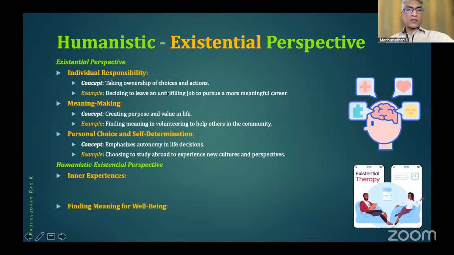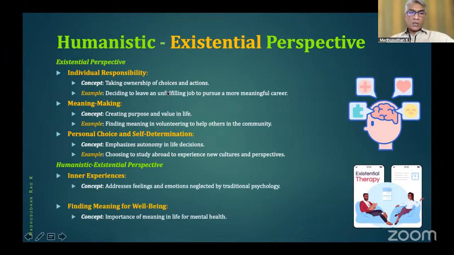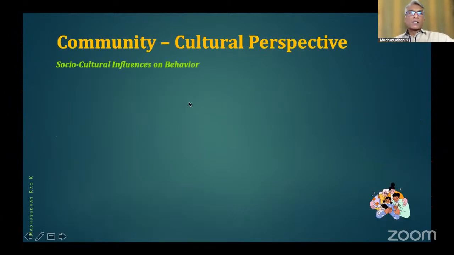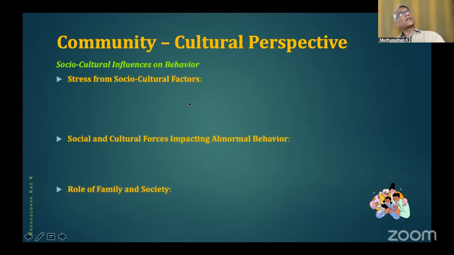Humanistic existential perspective: inner experiences, addressing feelings and emotions neglected by traditional psychology. What is it? Reflecting deeply on emotions after a major life event to better understand oneself. Finding meaning for well-being: importance of meaning in life for mental health. Someone rediscovering a sense of purpose by writing a memoir after retirement. Similarly, community culture, we are coming to the end.